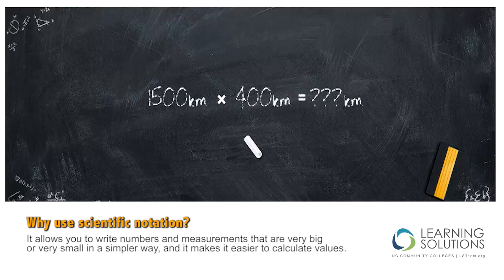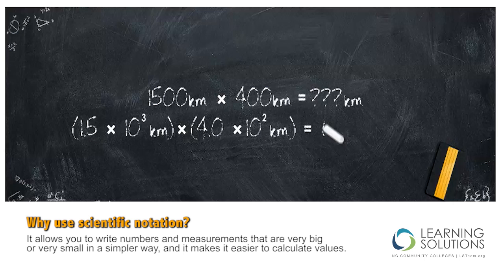Scientific notation allows very large or very small numbers to be added, subtracted, multiplied, or divided without a lot of zeros, which can easily get confused or incorrectly recorded.